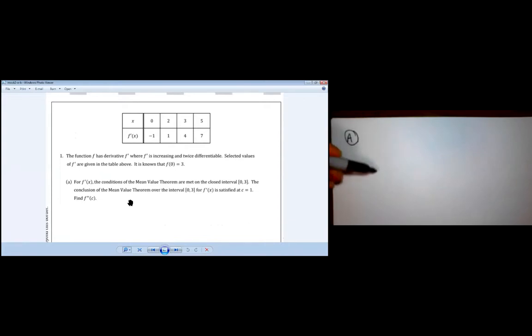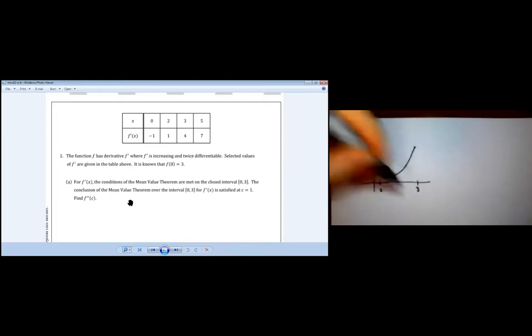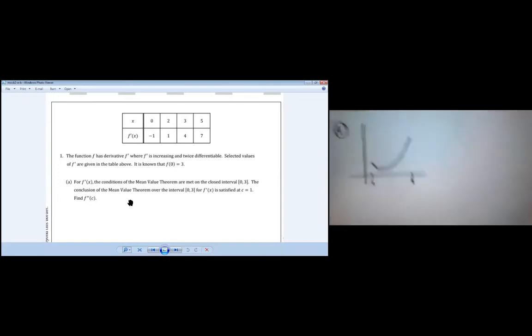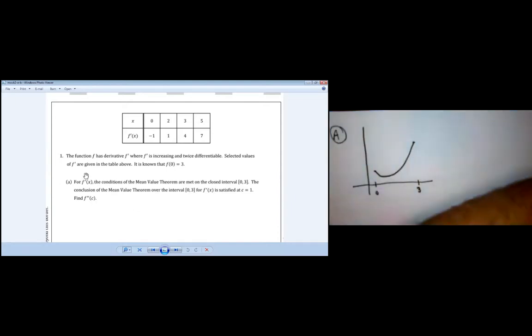Pause. So I'm going to draw a graph because it told me we're talking about mean value theorem. And if I'm talking about mean value theorem, then I'm thinking about this problem where we drew that curve. And it said it's from 0 to 3. All right, so we got that. And we said the conditions are met. So now, here's the whole key to this problem. It says for F prime.